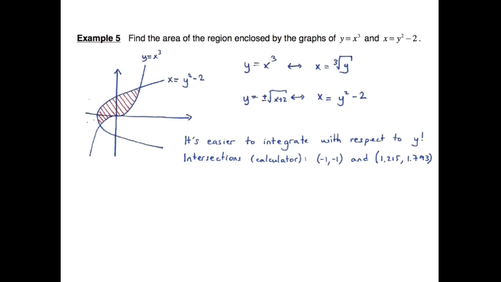So using the calculator, we can find the intersections, and the intersections are -1, 1.215, 1.793. So see how this is easy now. If we just trust that we know how to do it, we're going to integrate the curve that is above, which is x equals cube root y, minus the curve that is below, x equals y squared minus 2 dy. And we just need to define the boundaries, so I'll give you a second to figure out what the boundaries are.